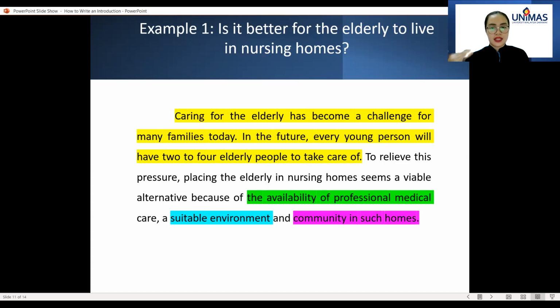All right, moving on to the next sentence. To relieve this pressure, placing the elderly in nursing homes seems a viable alternative because of the availability of professional medical care, a suitable environment, and community in such homes. If you can see, this sentence is the thesis statement. Why? Because here the author is mentioning his or her stance and the 3 points that he or she is going to elaborate in the body paragraphs. I hope this example is clear for all of you. Let's move on to the next example.